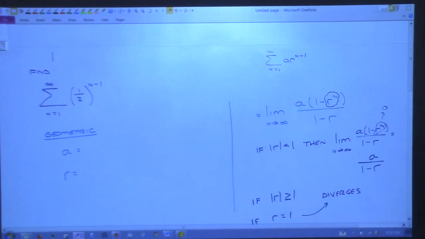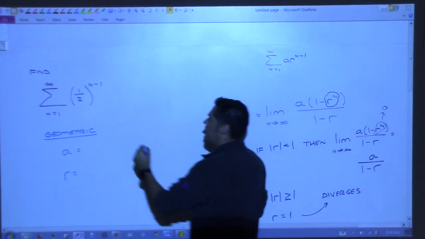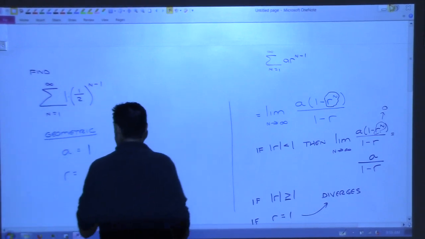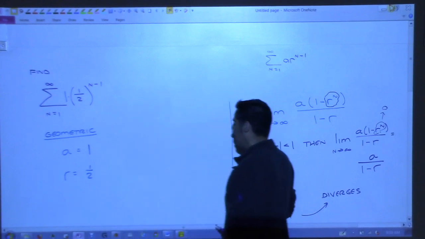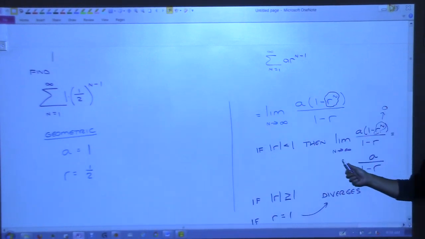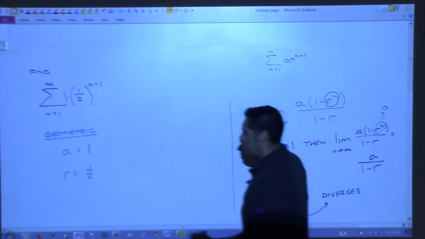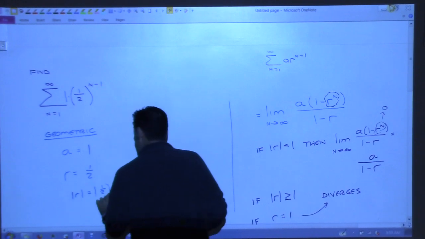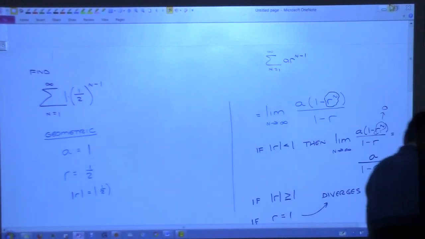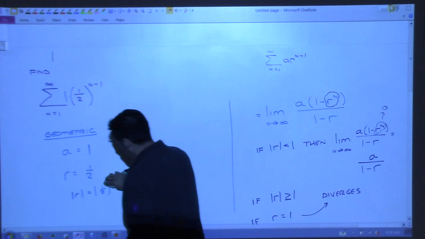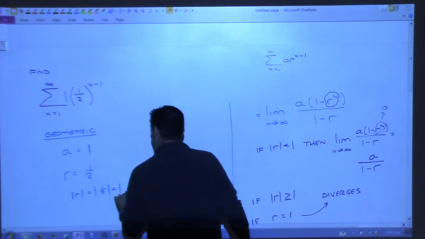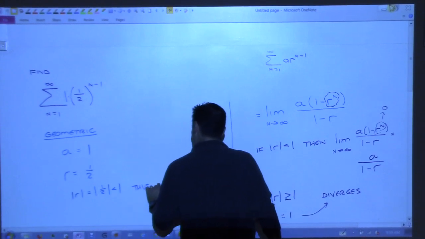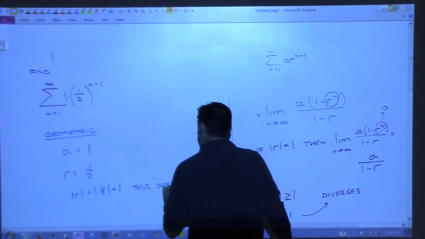What it is, A is 1. Okay, so everyone see that there's a 1 in front of all these? Okay, so A is 1. And what's R? 1/2. And is the absolute value of R less than 1? Yes. So the absolute value of R here equals the absolute value of 1/2, which is less than 1. Therefore, the series converges, right?